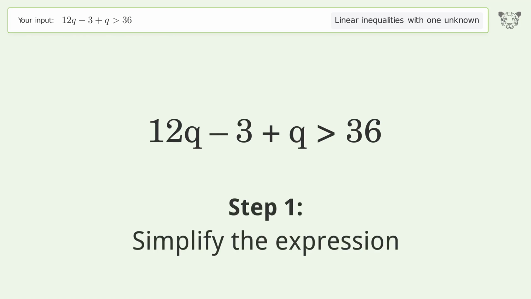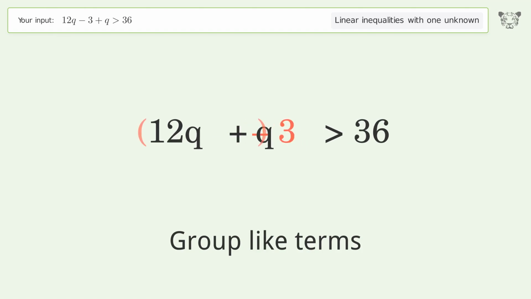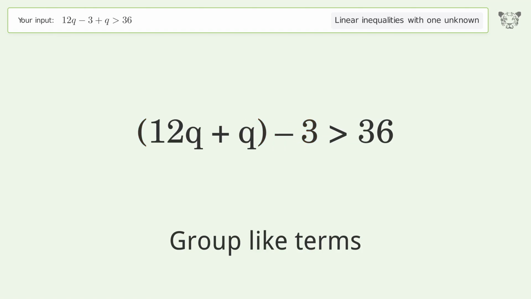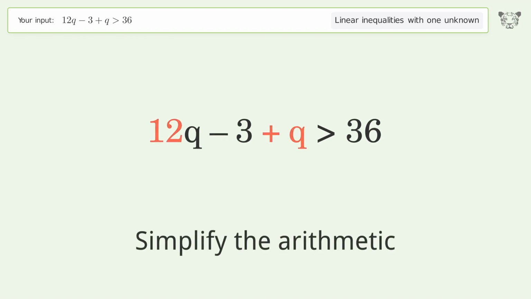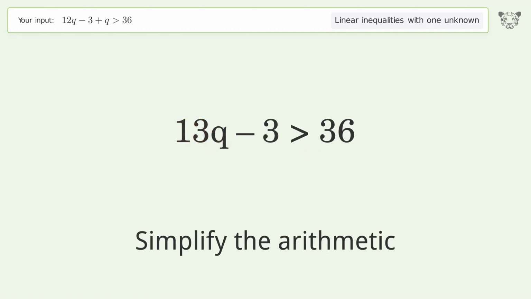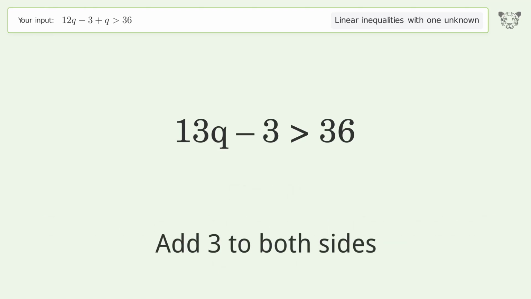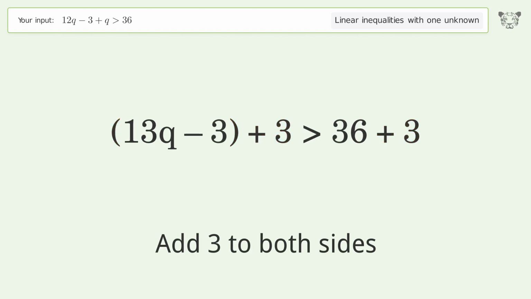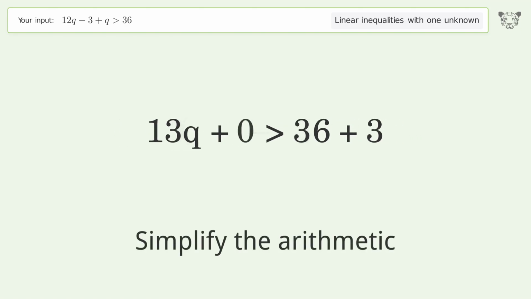Simplify the expression. Group like terms. Simplify the arithmetic. Group all constants on the right side of the inequality. Add 3 to both sides. Simplify the arithmetic.